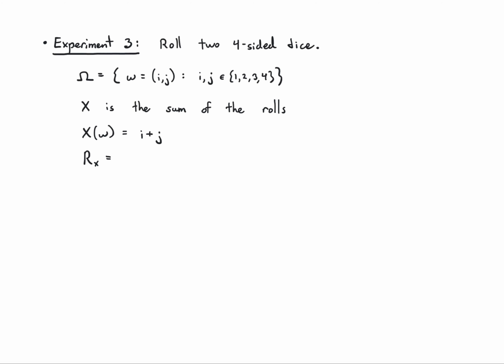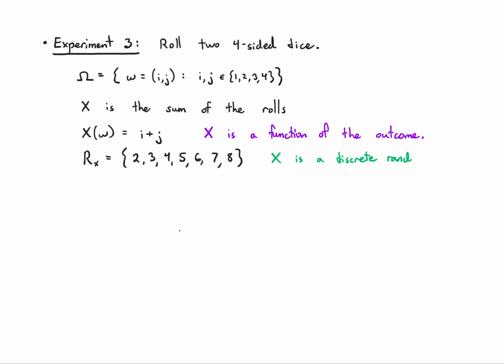And the range is going to be, let's think about this for a second. What is the lowest number I can get in the range? That's when i is 1 and j is 1, so I get 1 plus 1 is 2. And I get 3, 4, 5, 6, 7, and 8. Is this the last number in the range? Yes, because 4 plus 4 is 8. That's the highest number I can get. So here x was a function of the outcome, so it was a little bit more interesting as a random variable. And it's still discrete because I have a finite list for my range.